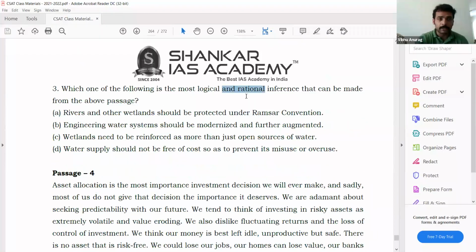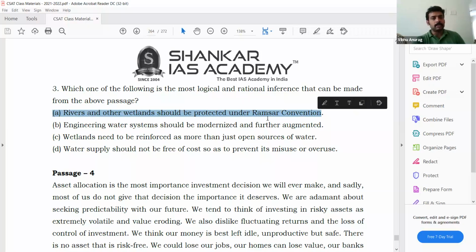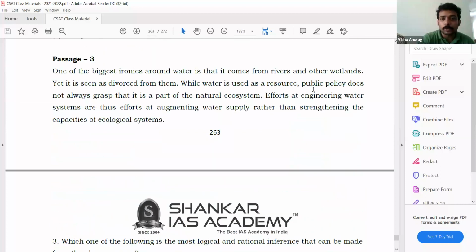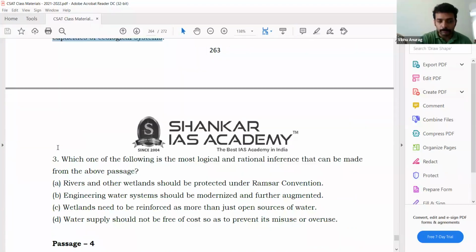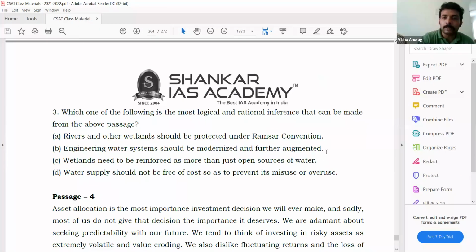So what can we infer? Option A, rivers and other wetlands should be protected under Ramsar Convention. This is off topic. He doesn't talk about Ramsar Convention. So A is wrong. Option B, engineering water systems should be modernized and further augmented. No, he's saying that we need to focus on improving the capacities of ecological systems. What is given in B is already being done, and he doesn't really agree with it that much.